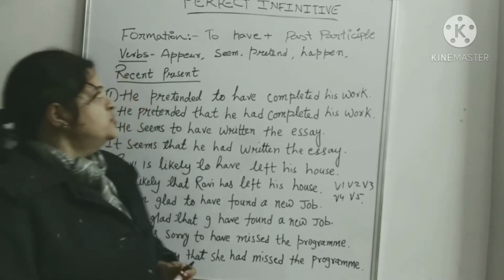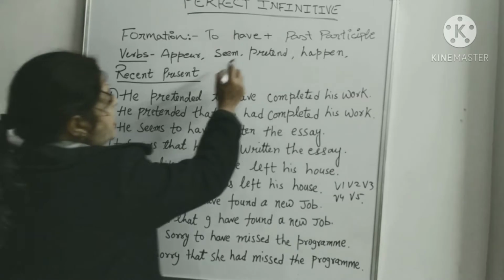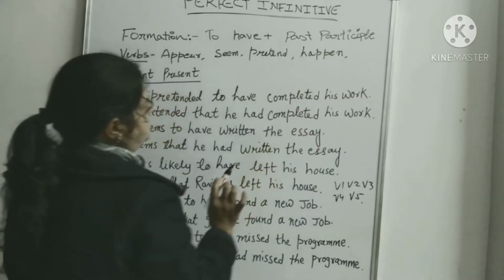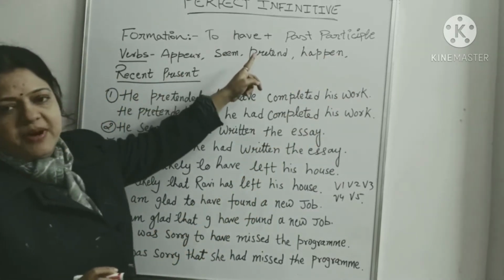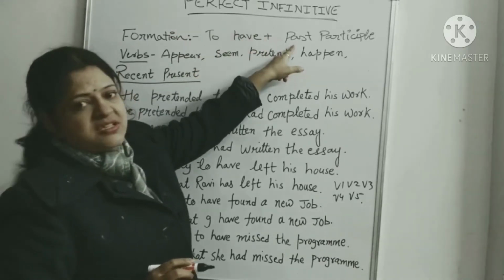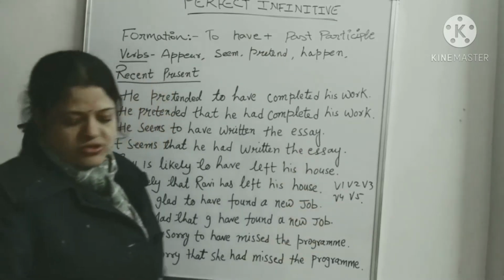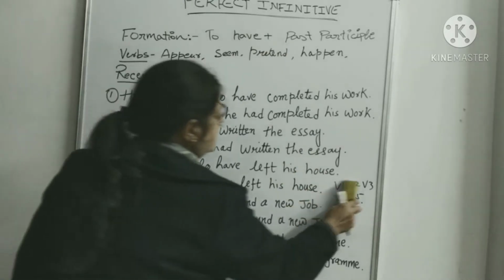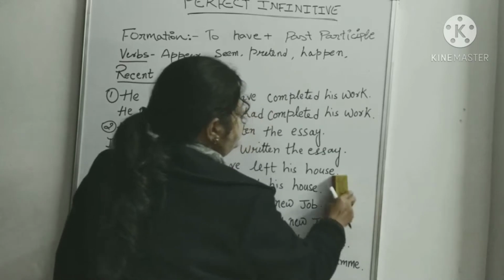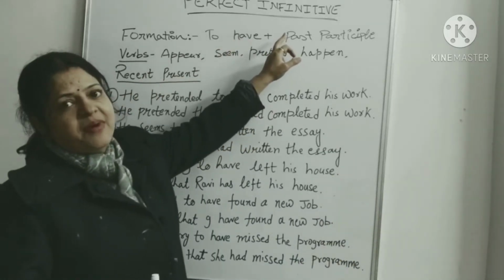Okay, so let's see the formation first. The formation is to have plus past participle. To have plus past participle, it means to have, and this is the third form of the verb. We know that there are 5 forms of verb as I've written here: V1, V2, V3, V4 and V5. So this is V3, past participle.